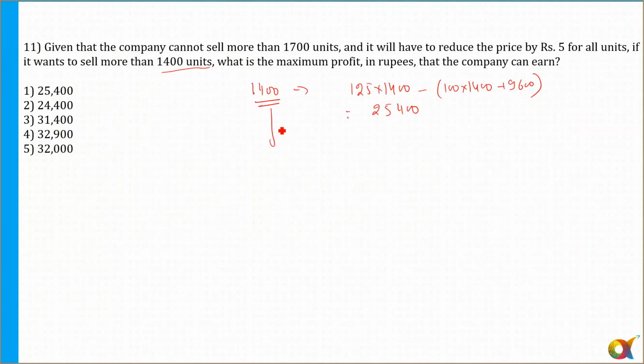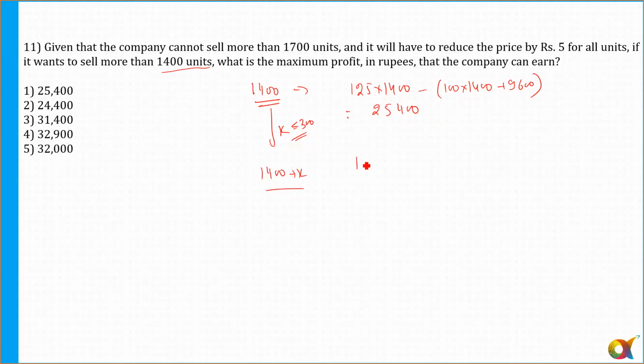So let's say I'm selling K more units. Now, if I'm selling 1400 plus K units, remember that K must be less than or equal to 300. 1400 plus 300 is equal to 1700. I can't sell more than 1700, so the number of units sold is always less than or equal to 1700. So I'm taking 1400 plus K. In that case, what is the selling price? I need to reduce the price by rupees 5 for all units.